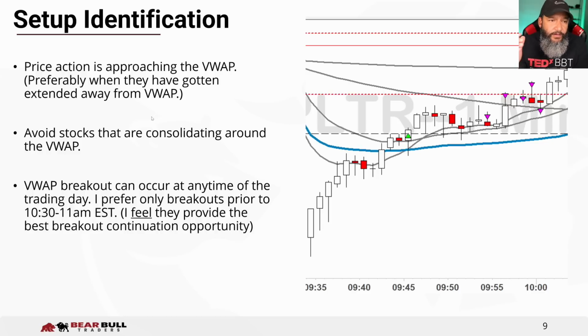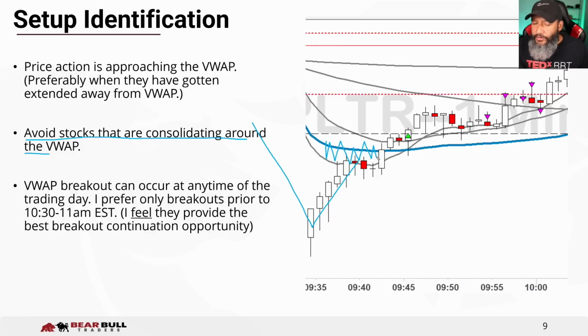All right, how do we identify the setup? So usually I want to see the price approaching the VWAP, preferably when they have gotten extended away from the VWAP. What I mean by that is I want to avoid stocks that are consolidating around the VWAP for a VWAP breakout. So for example, if we didn't have this drop here in POTR and this move up towards the VWAP, and let's say it was consolidating here from the beginning of the day, then usually those don't make great VWAP breakouts because they can literally go up or down.